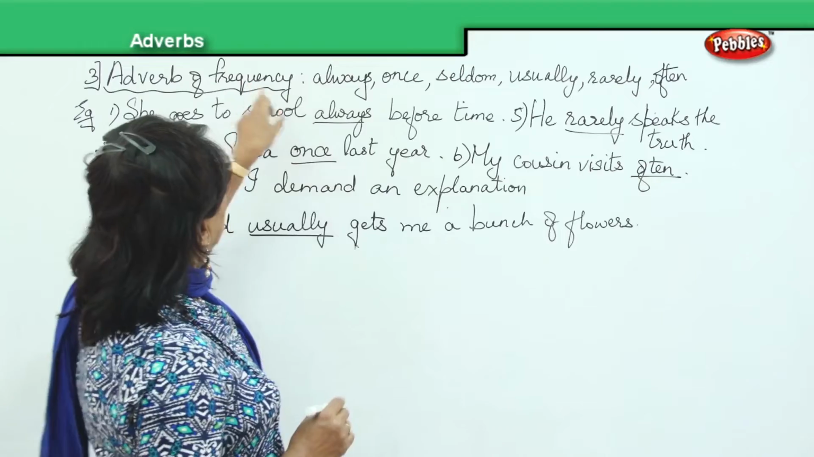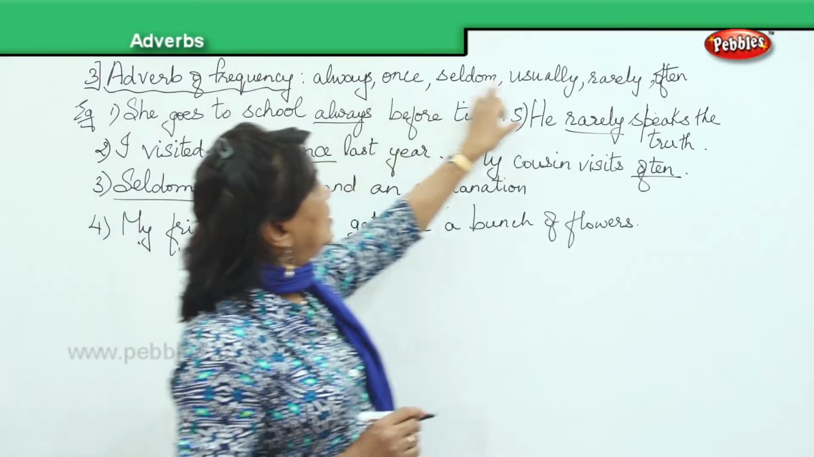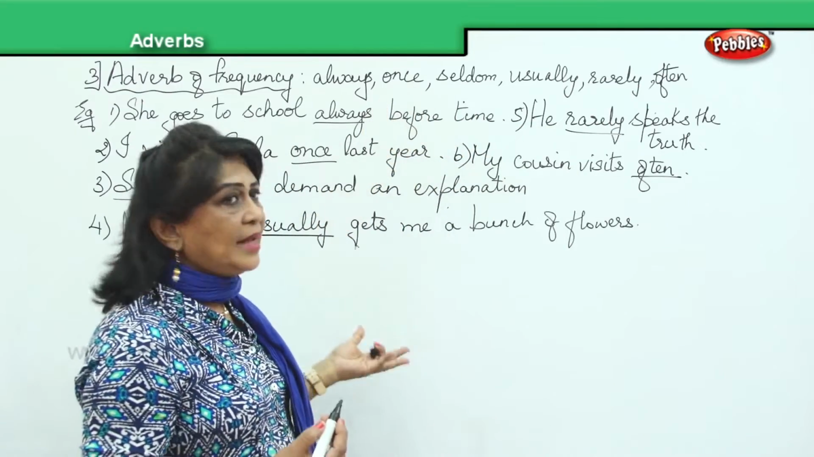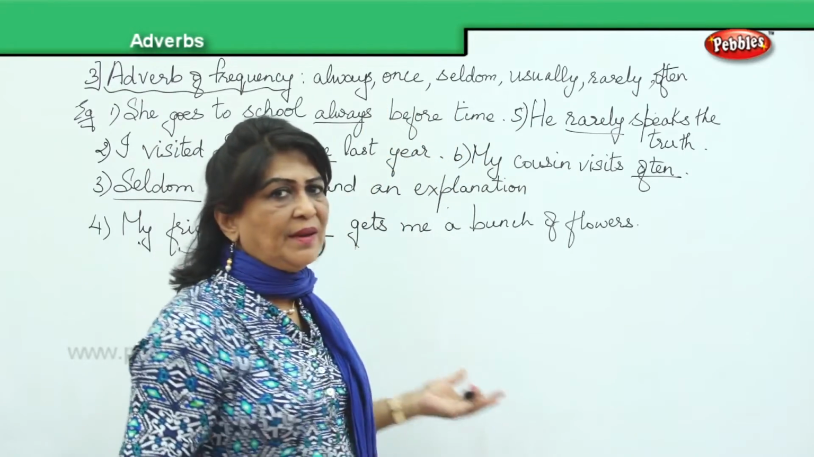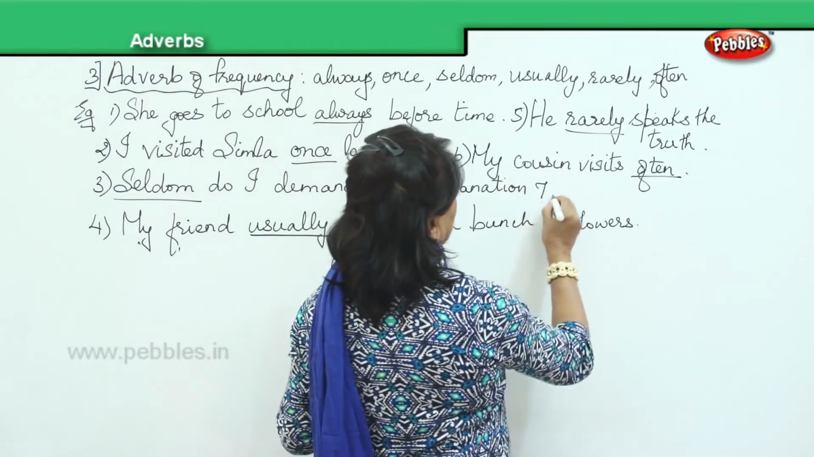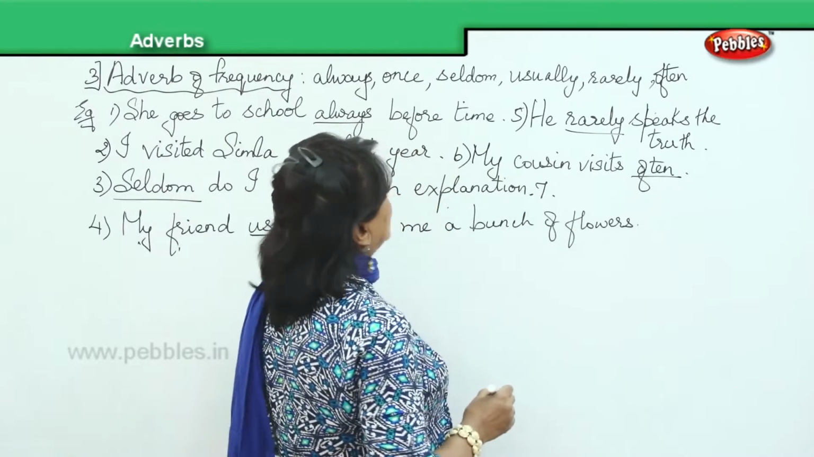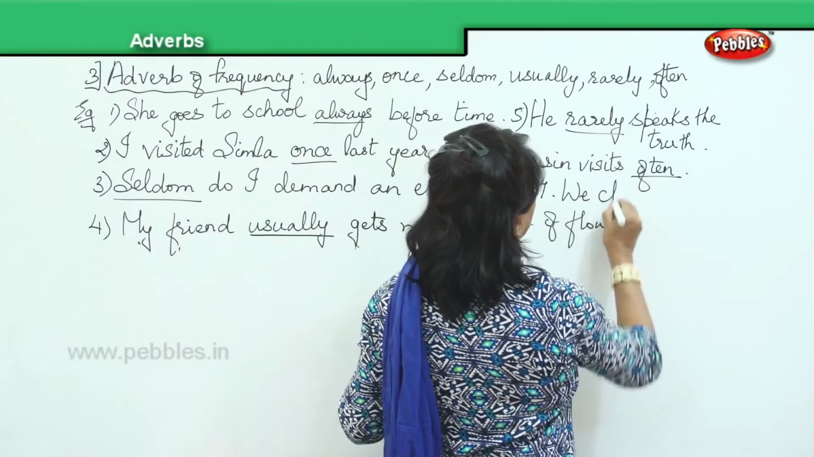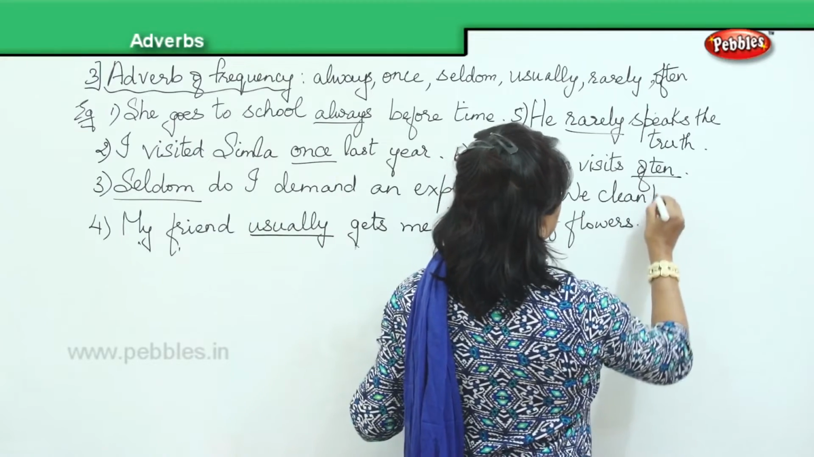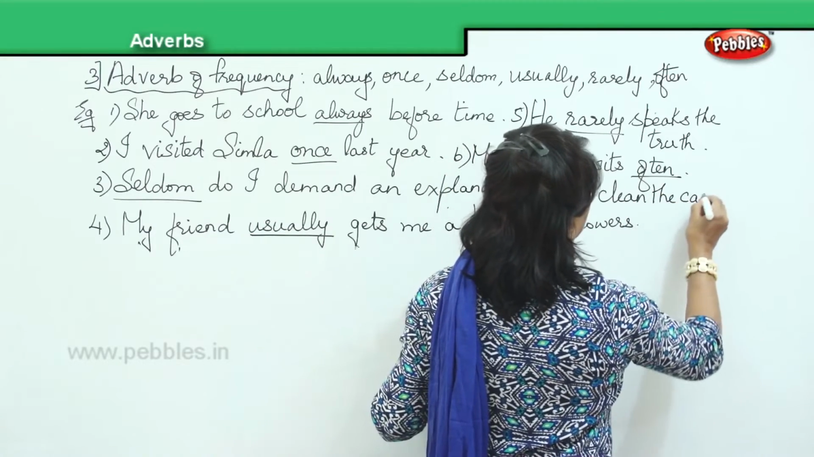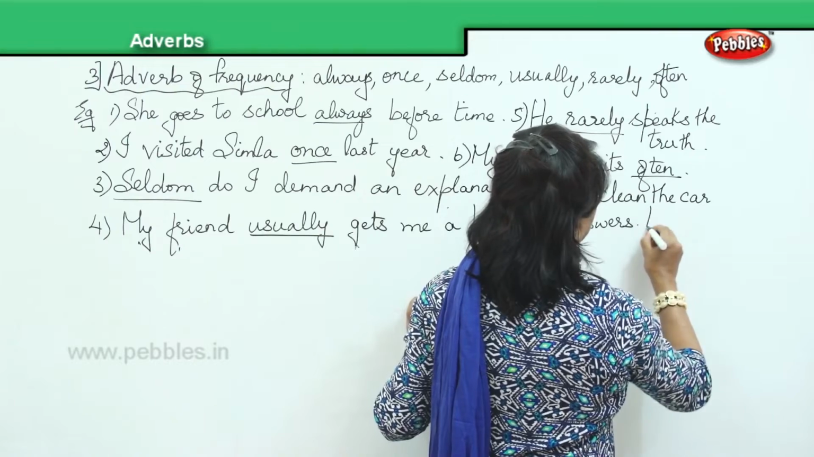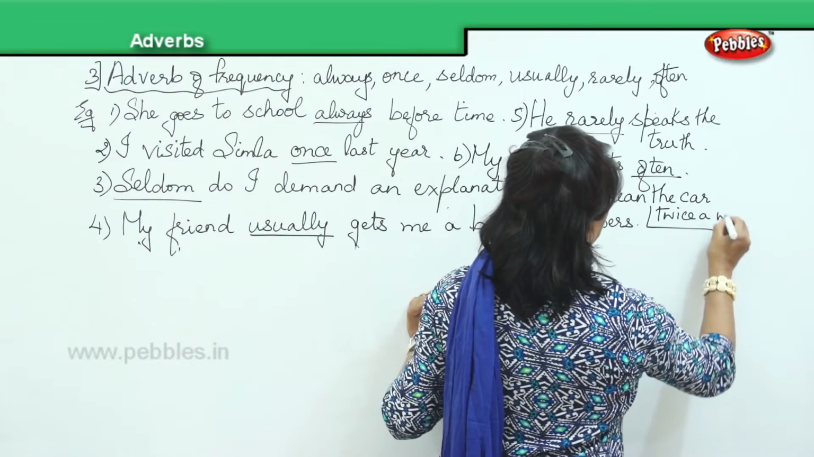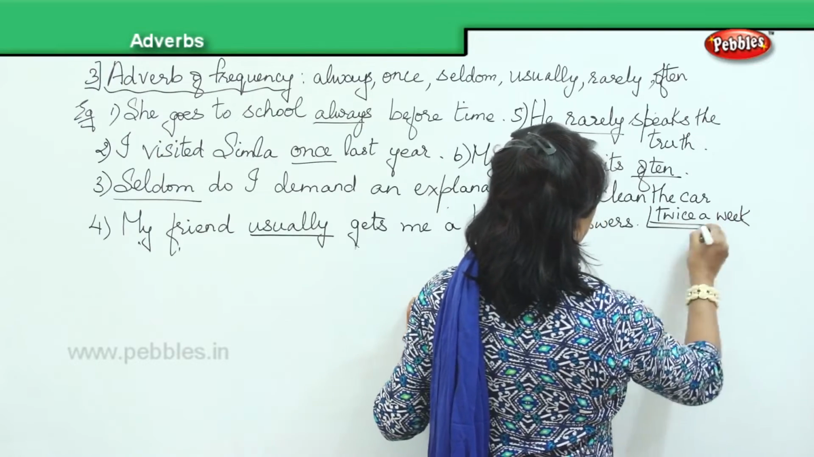Now here, always, once, seldom, usually, rarely, often. Now this once can be taken as twice, also twice or thrice, anything. So I'll just give you one more sentence for twice. We clean the house or clean the car twice a week. Twice.